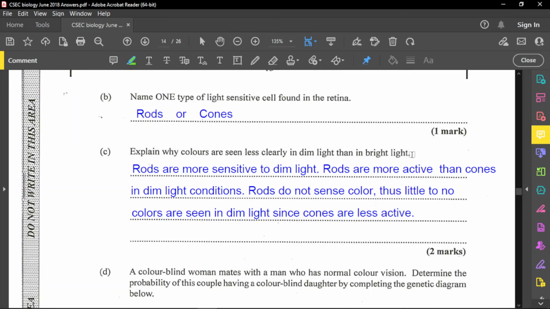than in bright light. And a point to note is that rods are more sensitive in dim light. So rods are more active than cones in dim light conditions. And again, rods do not sense colors. And so little to no color is seen in dim light, since cones are less active, because cones are used to detect colors, or they are sensitive to colors. At that point, they are not active. They are slightly active, if any at all.